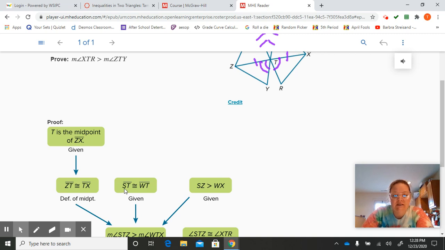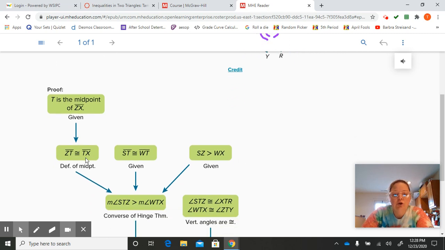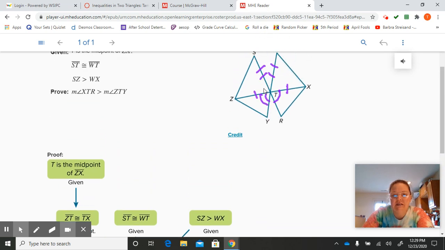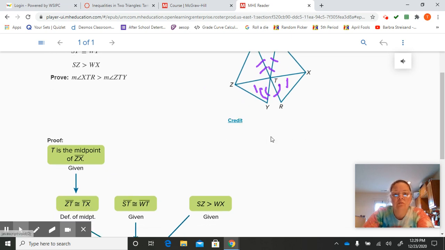They also tell us that ST is congruent to WT and that SZ has to be greater than WX. Those three pieces of information tell us that the angle STZ has to be greater than WTZ. And STZ is this angle up here, and WTZ is this angle over here. So this one has to be greater than that one because of the Hinge theorem.